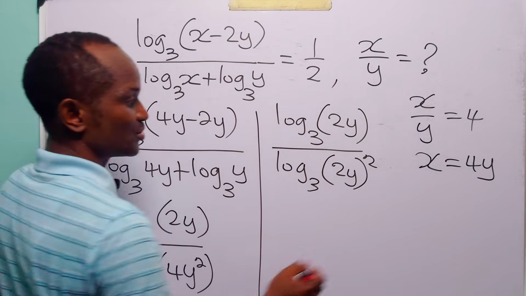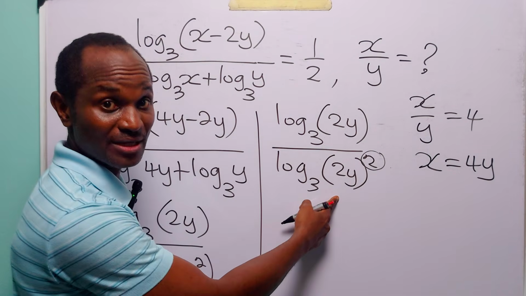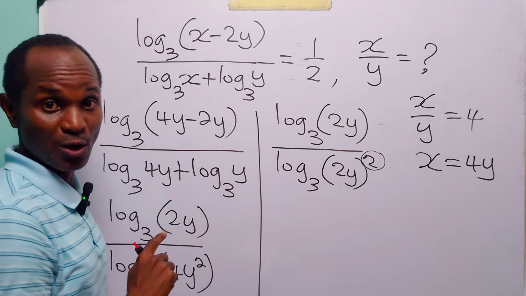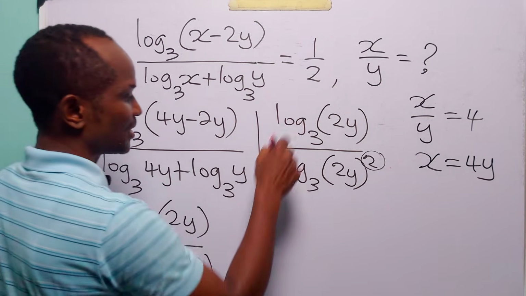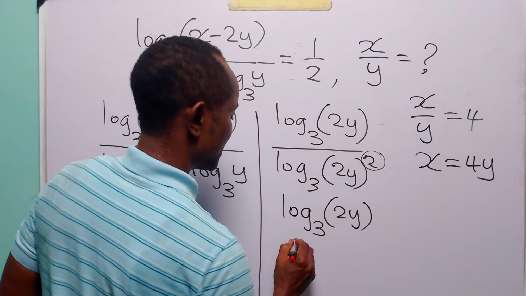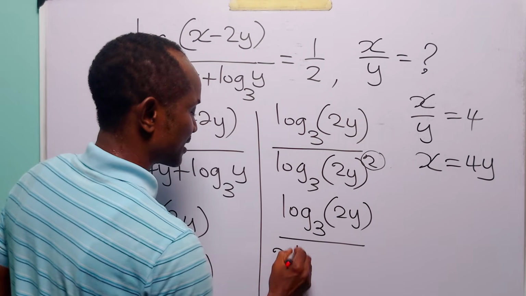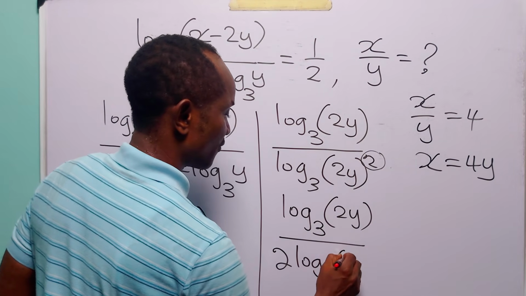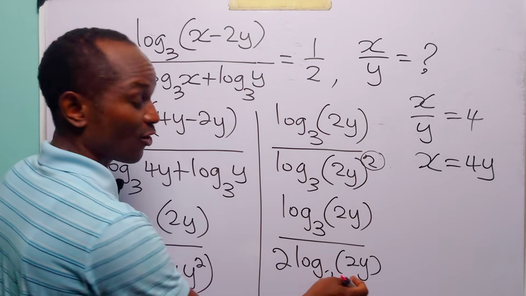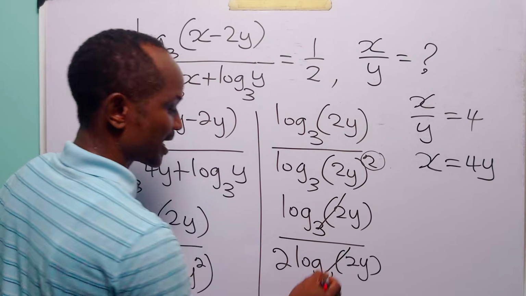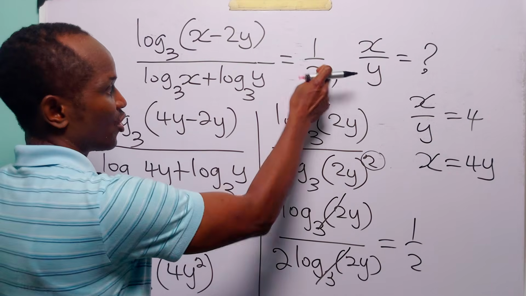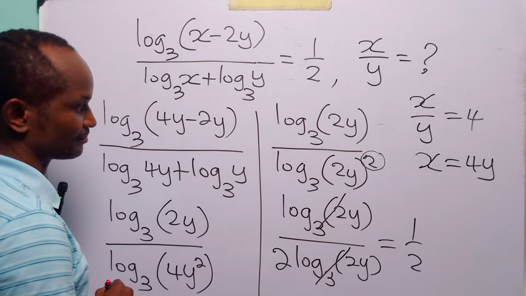Now, the last thing we are going to do is apply the power rule to this denominator. We are going to bring down 2, that is the exponent of 2y, to the front of this log term to become a multiplier. When we do that, this becomes log to base 3 of 2y divided by 2 times log to base 3 of 2y. Now you can see that we have log to base 3 of 2y and log to base 3 of 2y. So this is going to cancel that, leaving us with half, which is exactly what we have on the right-hand side of this equation.